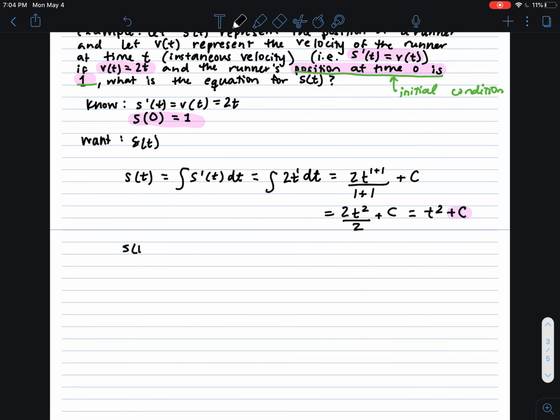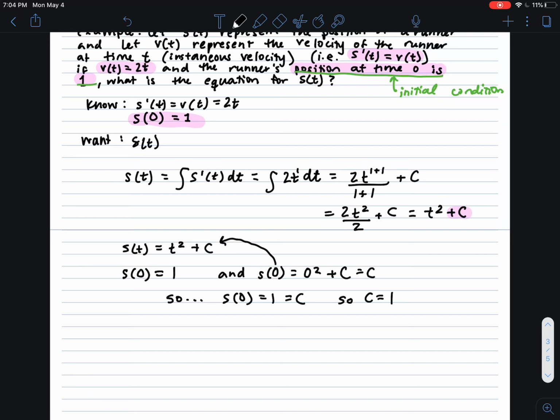So we have right now that s of t is equal to t squared plus some constant, c. Well, we know that s of 0 is equal to 1. But that means that if we plug 0 in for t into this function, s of 0 is equal to 0 squared plus c, right? So that's just c. So in order for these two to be true at the same time, we have to have s of 0 is equal to 1 is equal to c.